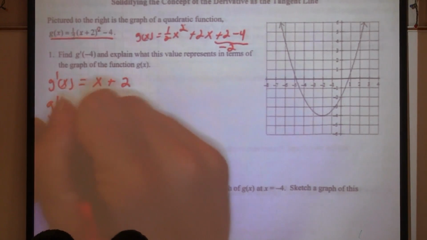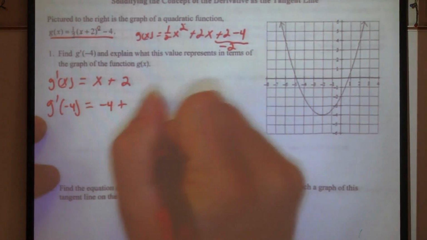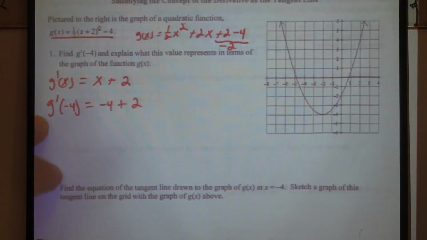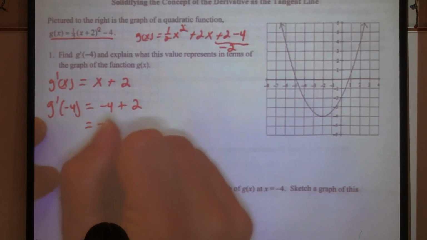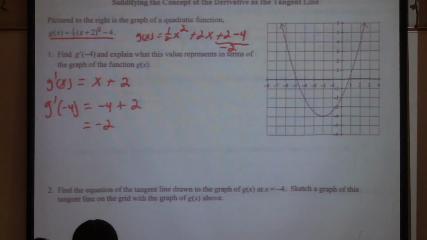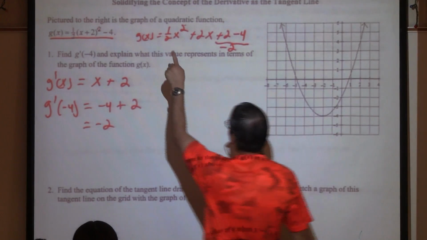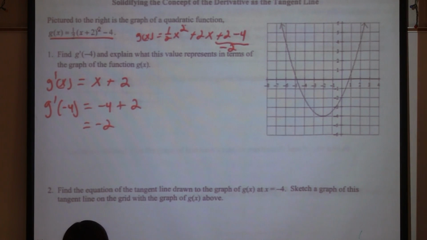What is g prime of -4? -4 plus what? Plus 2. So what does that give us? -2. So what could you tell me? Because then it says, explain what this value represents in terms of the original function. In terms of the original function.